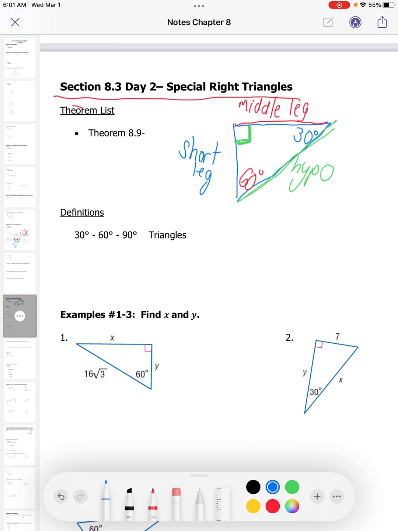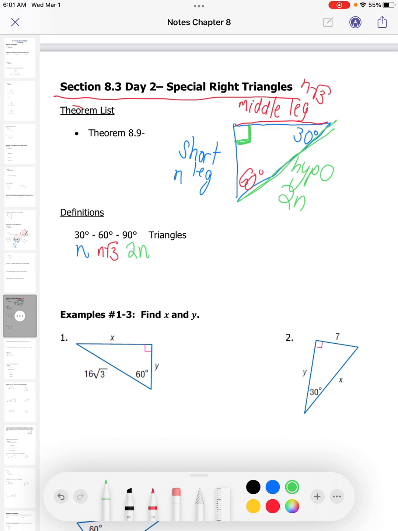Now, the relationship of this one is the short leg. Let's just call that n, okay? So whatever that number is. Now let's talk about the relationship between the short leg and the middle leg. The middle leg is n root 3. So whatever n is, you're going to times it by root 3 to get the 60 degrees. The 60 degree middle leg is very interesting. And the last one is the hypotenuse, which is 2n. So it's going to be double the short leg, okay?